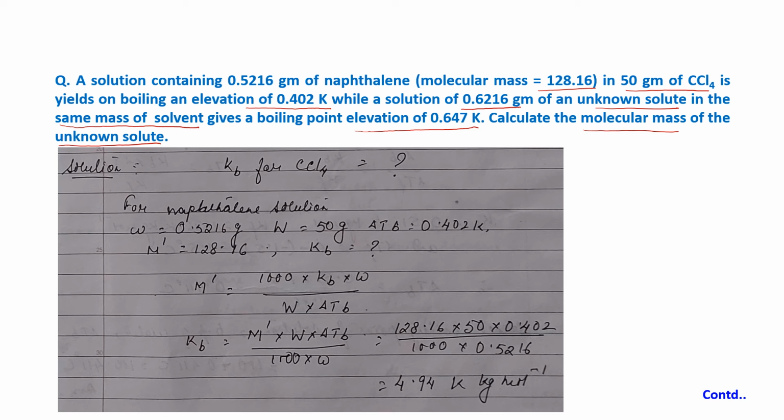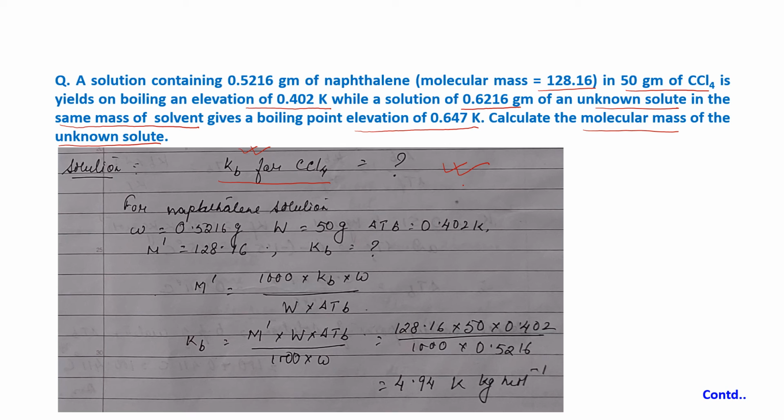How to find it out? You have seen that the solvent is not changing. So first you have to find out the Kb for CCl4. If you can find out the Kb for CCl4, then for the next one, to calculate the molecular mass of the unknown solute, in the formula of molality you can put the Kb value for CCl4 there also.